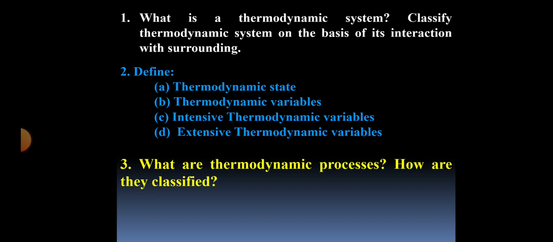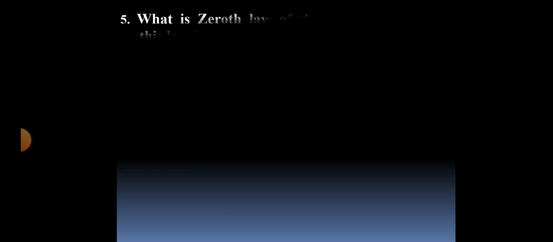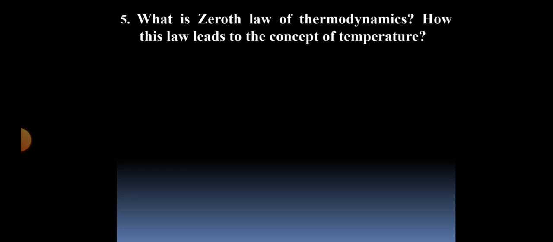Question number 3, what are thermodynamic processes? How are they classified? Question number 4, what is a PV diagram? It is also called an indicator diagram. What does it signify? The work done in a process is calculated or estimated from the PV diagram. This is its significance. Question number 5 is, what is the Zeroth law of thermodynamics? How does this law lead to the concept of temperature?